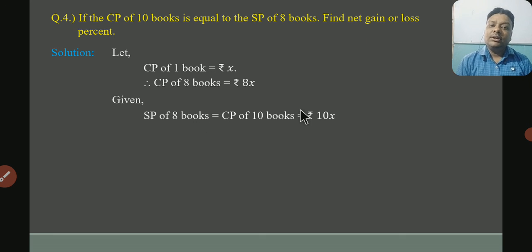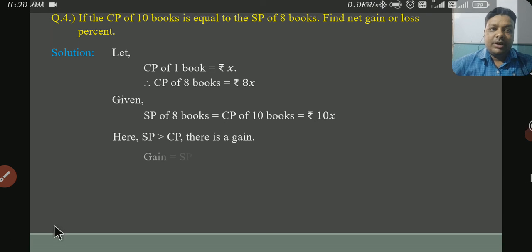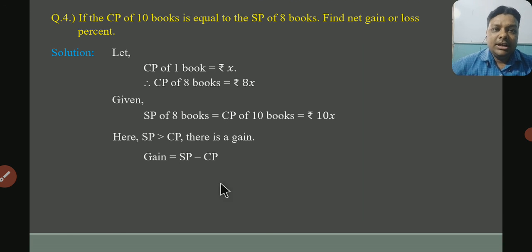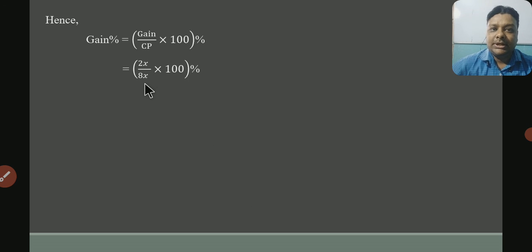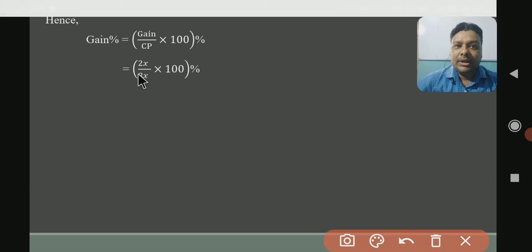Okay, so to find gain, we will apply the formula SP minus CP. It means 10x minus 8x, it will be 2x. Now we have got the gain. So now we have to find gain percent. Gain percent equals gain by CP into 100%. Gain is 2x and the CP is 8x into 100%. x will cancel. 2 ones are 2 and 2 fours are 8, and 4 twenty-fives are 100. So the overall gain percent will be 25%.